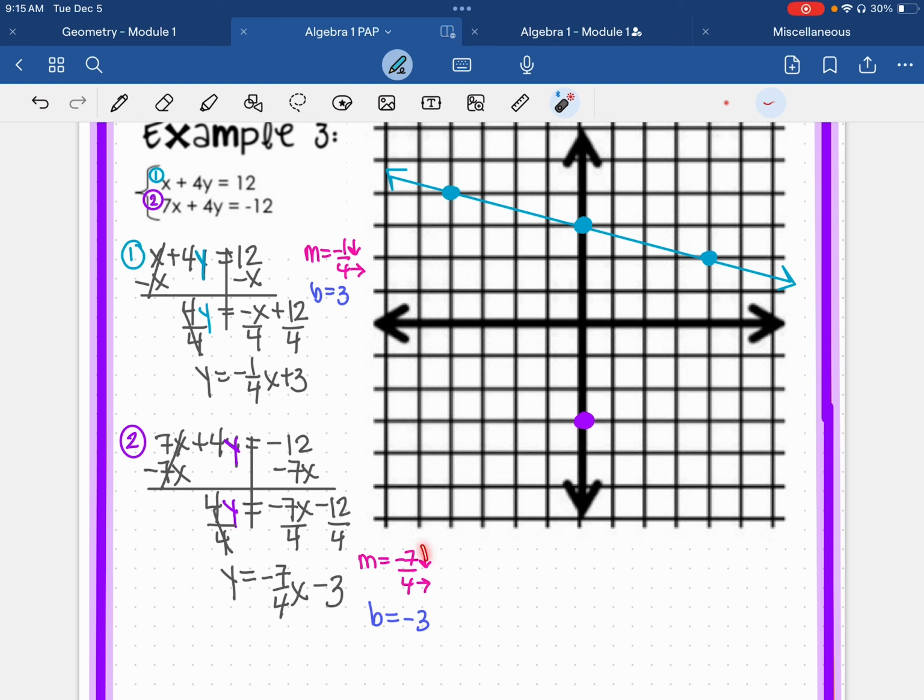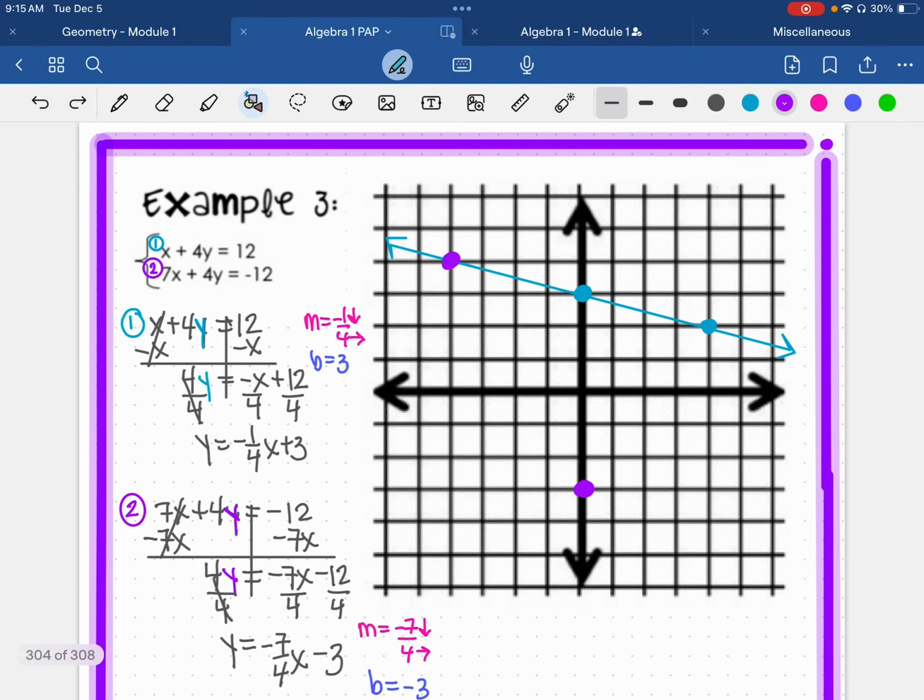So instead of going down 7 and to the right 4, I'm going to flip them. I'm going to go up 7 and to the left 4. So 1, 2, 3, 4, 5, 6, 7. 1, 2, 3, 4. There it is right there. These are enough points. I can go ahead and connect these two together and I can make my graph. So let me connect them together. Perfect.